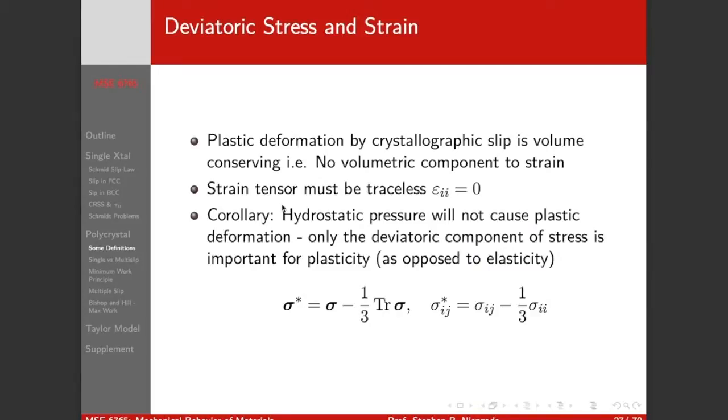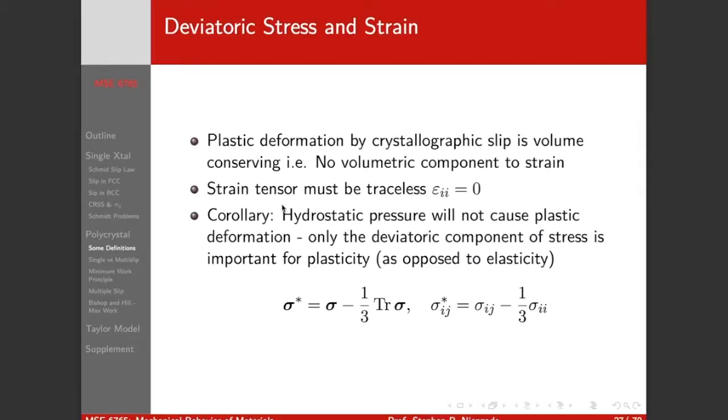So we know that plastic deformation by crystallographic slip is volume conserving, right? Unlike elasticity in a crystal, which stretches bonds, that leads to a volumetric change. Crystallographic slip preserves the volume of the crystal. So there's no volumetric component to the strain, which means that the strain tensor is traceless. All right? So the corollary to that is that a purely hydrostatic pressure will not cause plastic deformation.